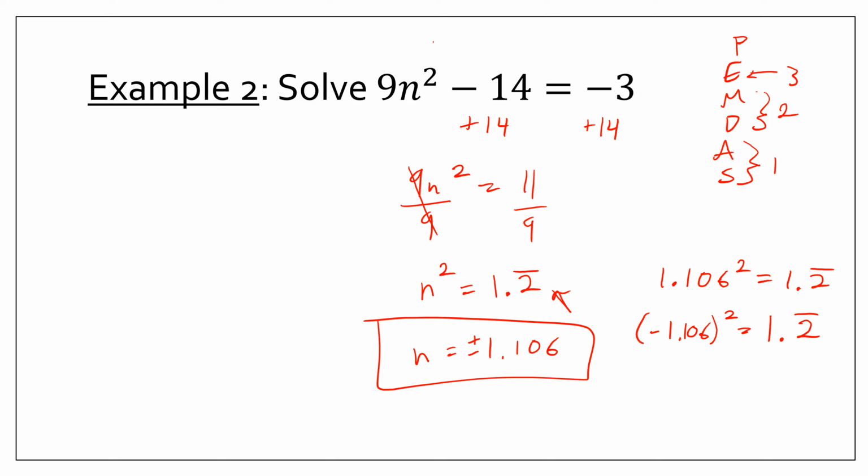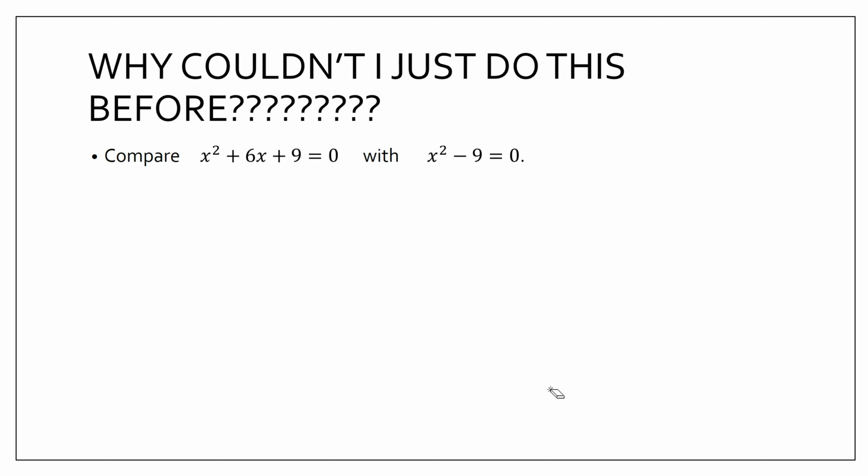Another thing that you can remember is typically a parabola can have two x-intercepts. So we need two answers here. One, because when you square a negative, the negatives cancel and give you positive. Okay. Hey, why couldn't I just do this before, Mr. Gregory? Why did I have to do all that complicated factoring stuff?